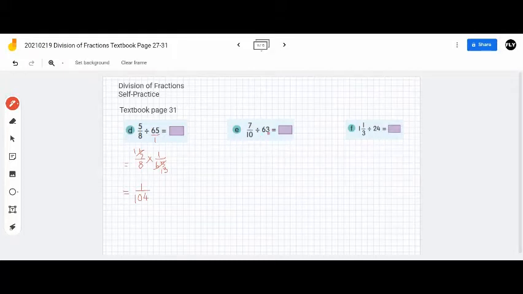E. Look at E. 7 over 10 divided by 63, which is also a whole number. If it is a whole number, change it to fraction by 1. 63 over 1. So rewrite it. 7 over 10. Division, you have to change it to multiplication. After that, inverse to 1 over 63. Can this be simplified? Yes, by multiplication table of 7. 7 times 1 is 7. 7 times 9 is 63. Your multiplication table, you have to memorize it.